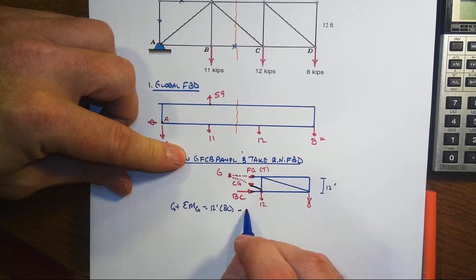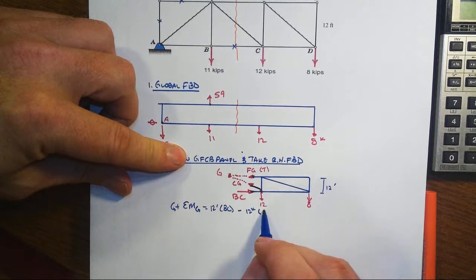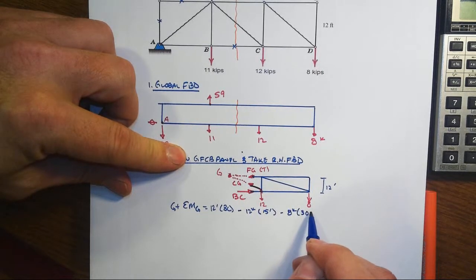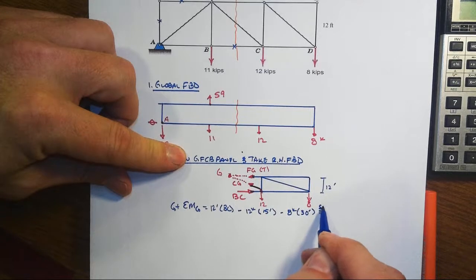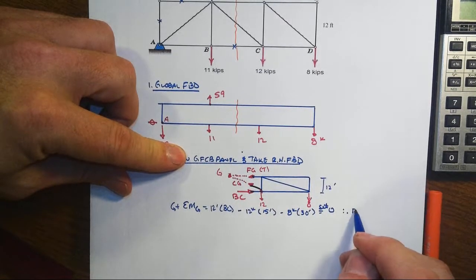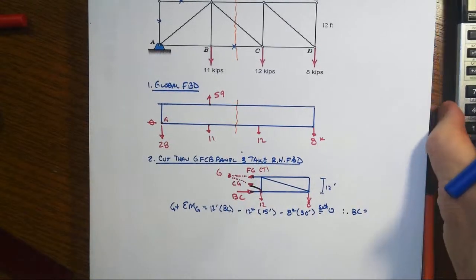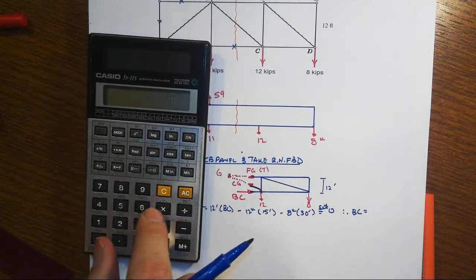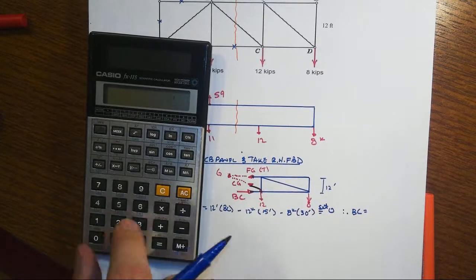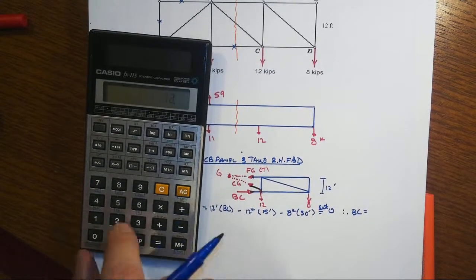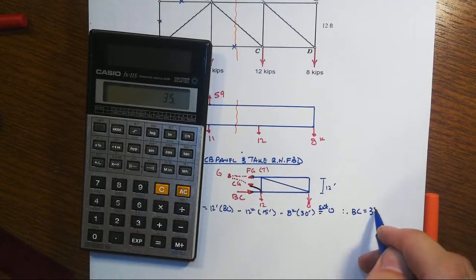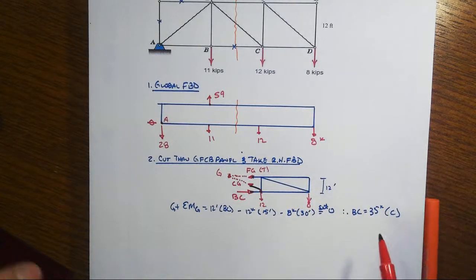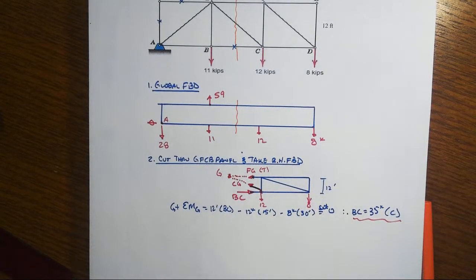That's a plus, and then we'll have minus 12 kips times its moment arm of 15 feet, minus 8 kips times its moment arm of 30, 15 plus 15. Set that all equal to 0, and therefore we'll find out that BC in the equation will be a positive, I think it's 35, but let's double check. 8 times 30 plus 12 times 15, divide by 12, and we get 35 kips. Again, positive indicates as shown, which means that it's in compression. All right, so there's that one.